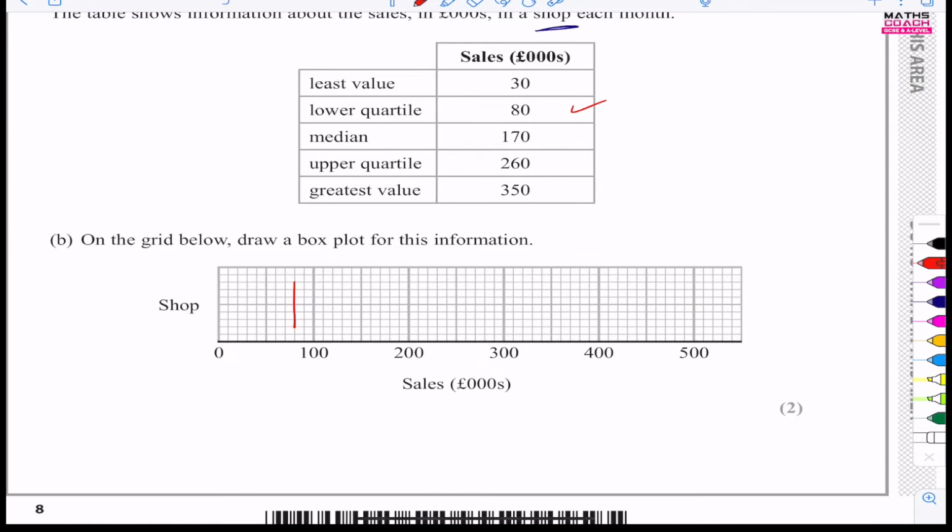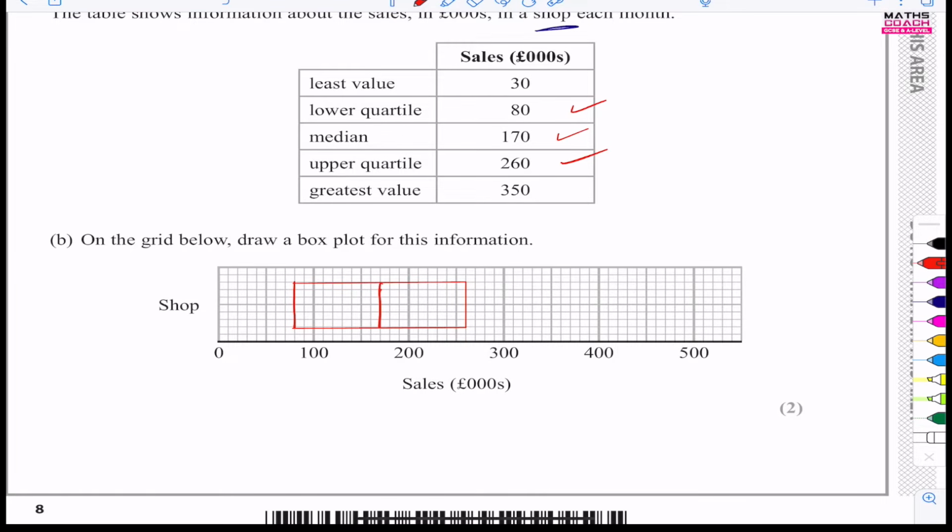Next, median is 170, so that's 150 right here. So 160, 170 right there. Okay, that's my median. I'm going to do the same height as the other one. There we go. That's that done. Upper quartile, 260. So 250 is here, so 260 is there. And I'm going to box that up right there. So that's the lower quartile, median, upper quartile done.